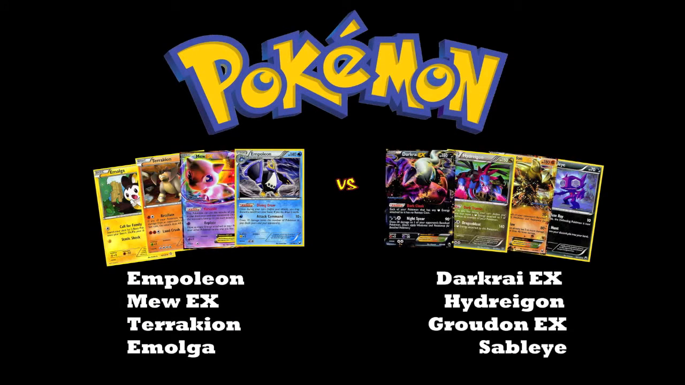Hey guys, I've got a Pokemon battle for you today. I'm using an Empoleon, Mew EX and Terrakion deck with an Emolga, and I'm facing off against a Darkrai Hydreigon Sableye variant. This guy ran Groudon EX.